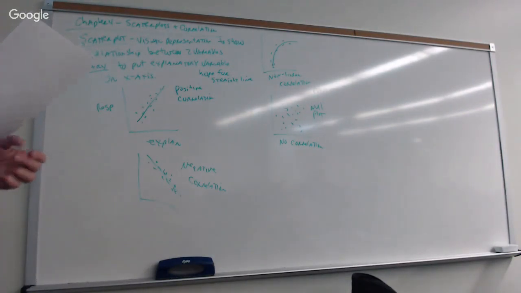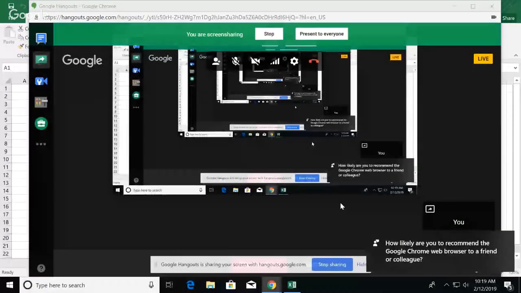Okay? So, all right. So let's do an example. I'm going to open up Excel, and we're going to do an example of a scatter plot here. Let me share my screen. Okay.